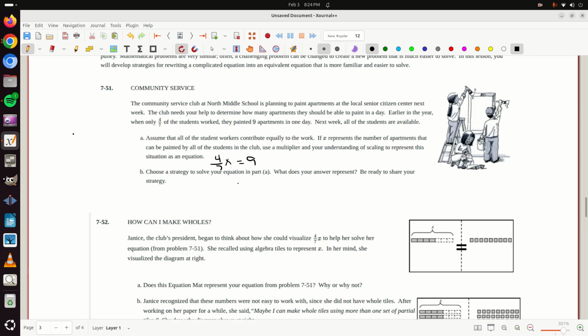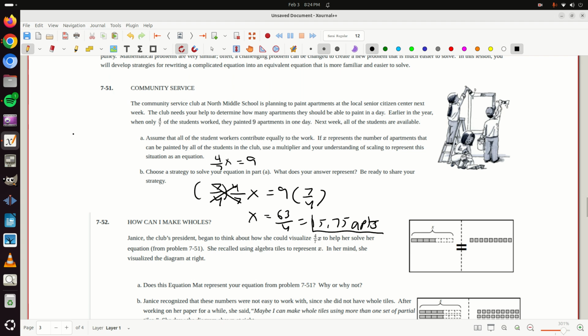So choose a strategy to solve your equation in part 9. What does your answer represent? Well, of course, there's a bunch of different ways to do this. But I think you know how I'm going to try to solve it. I am going to multiply by the reciprocal. I'm going to hope to cross-cancel, which sadly there is no cross-canceling, which makes me super sad. I'm going to get 63 over 4. If I divide that, I know that 4 times 15 is 60. So I have a remainder of 3. So 3/4, so 15.75 apartments.